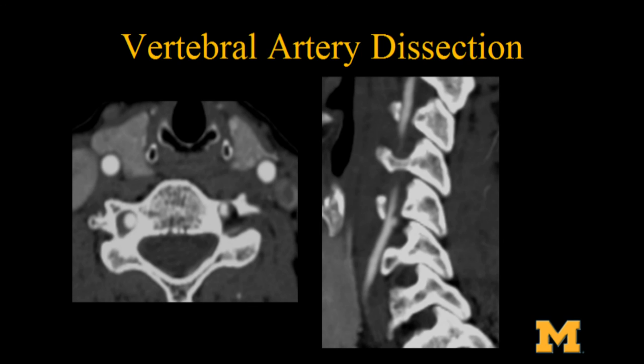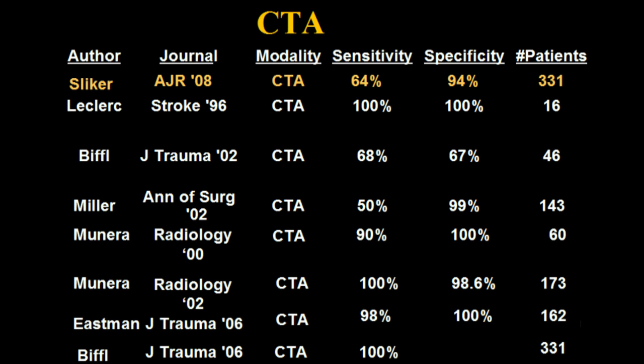Now, all of you in the audience know that CTA is great. I mean, we all use it. We can use it for all parts of the body. And like that first slide I showed, when we showed the zone injuries, zone 1, 2, and 3, we have seen a transition from angiography to CTA to MRA. And the majority of the literature says that it's really, really a great study.